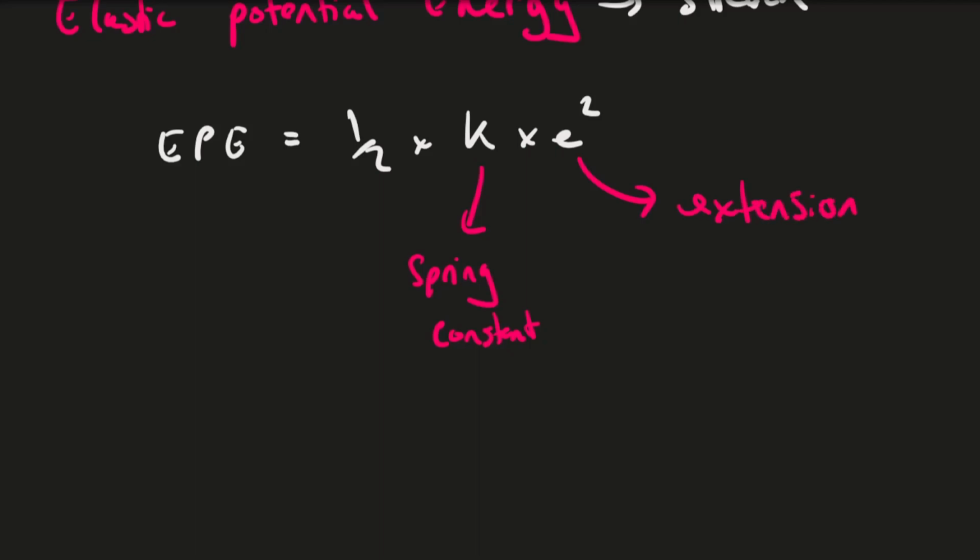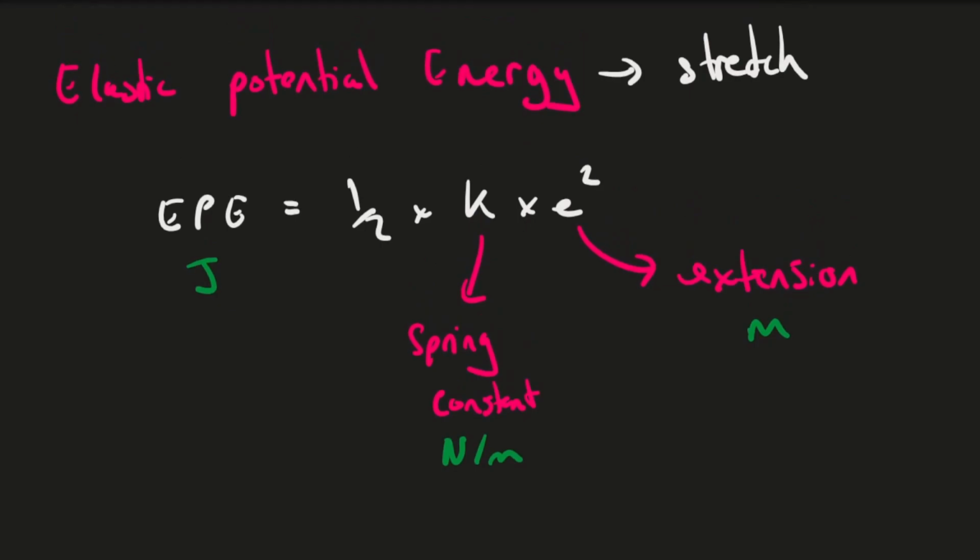And once again, we can put some units on. The spring constant is usually given in newtons per meter. The extension is measured in meters, and EPE once again is usually joules. Don't worry if this doesn't make too much sense. Like I said, if you want to know a bit more about this equation, you can watch the video we've done on Hooke's law and springs in general.